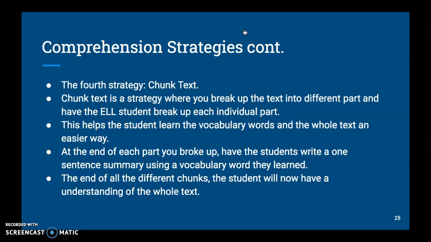Having them do this one sentence summary using a vocabulary word helps them use a new word that they had learned in context and use it in a sentence. So when they come across the word again, they'll know what it means and they will not have any more trouble with it. At the end of all the different chunks, the student will now have an understanding of the whole text. They will be able to comprehend and tell you what the whole text was about. Even if they don't know they are doing that, that is what they're doing.